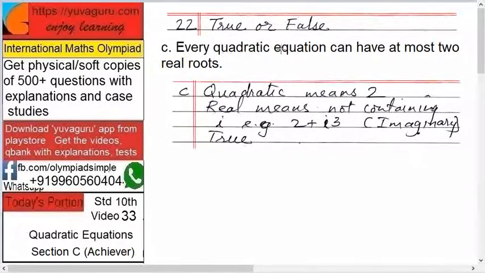Next, every quadratic equation can have at most 2 real roots. That's true. Why? Because quadratic means 2, and real means not containing the imaginary number, which means i.